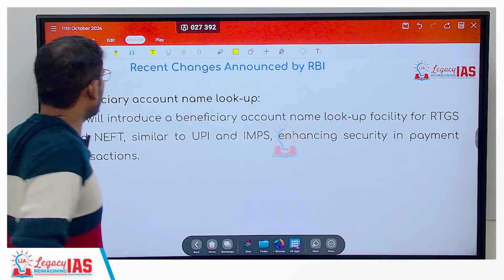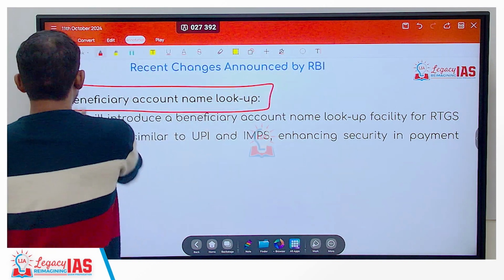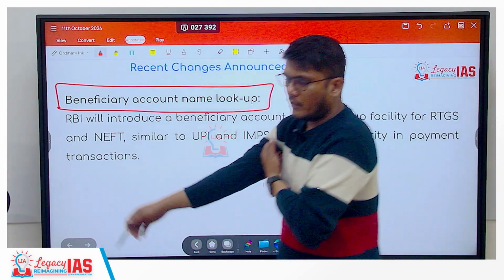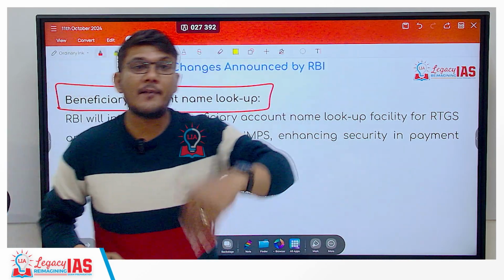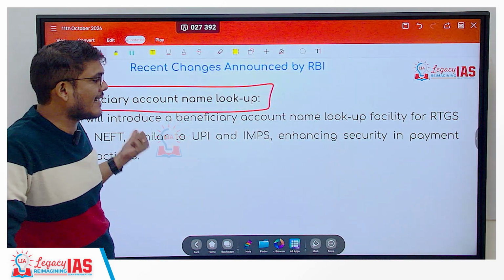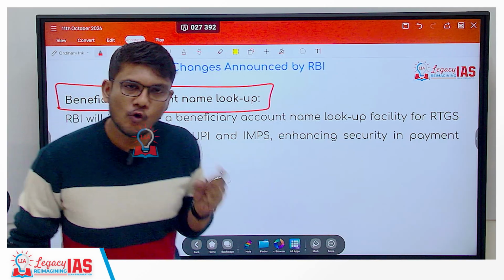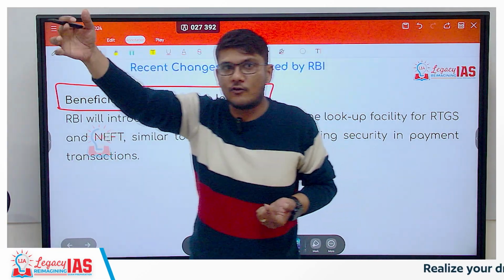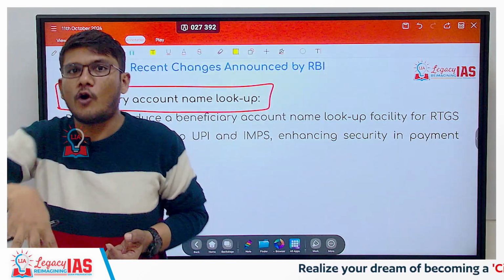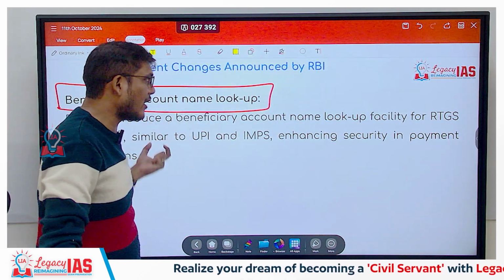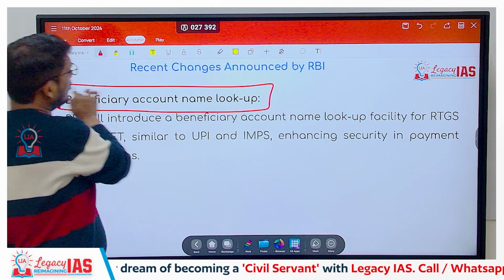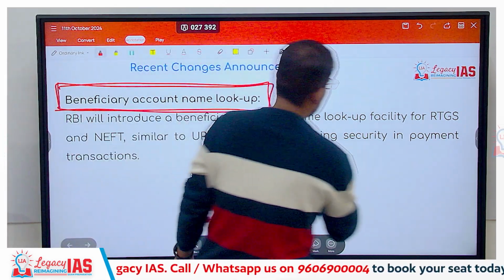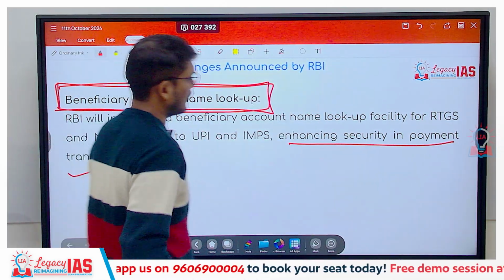Now, what other changes? Beneficiary account name lookup. So when you have the UPI ID, now you can look up the beneficiary's name also in Lite and 123 as well. In UPI, normally when you use it through GPay, etc., the limit was higher. You could look up, the account name comes automatically. Here that was not the case, but here also now they are bringing up the provision for looking up the name of the beneficiary's account. It will enhance security in the payment transactions.